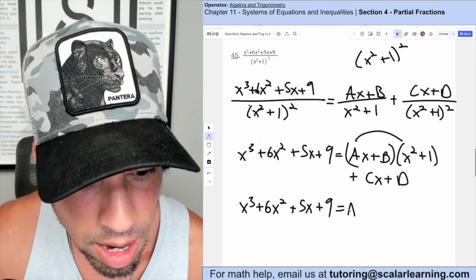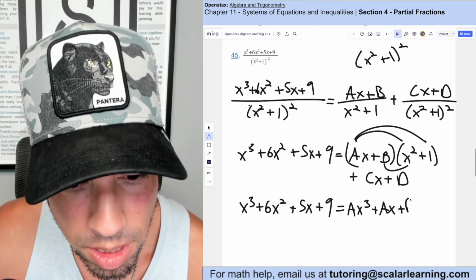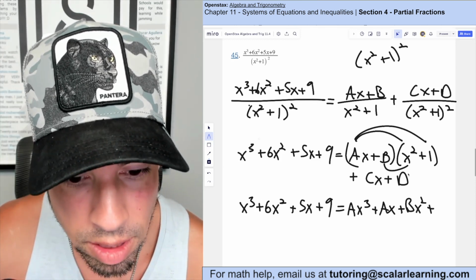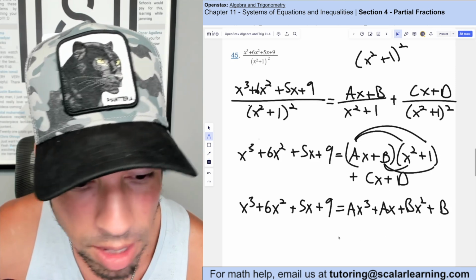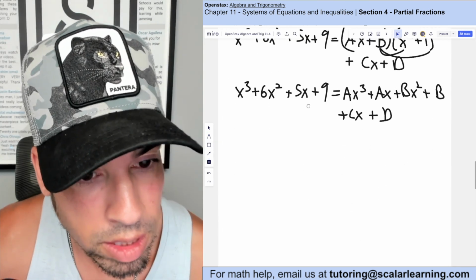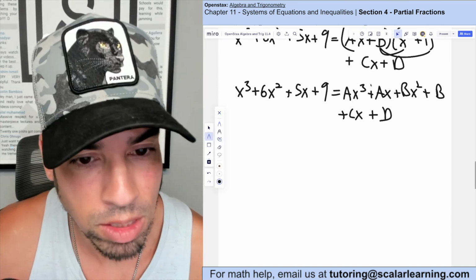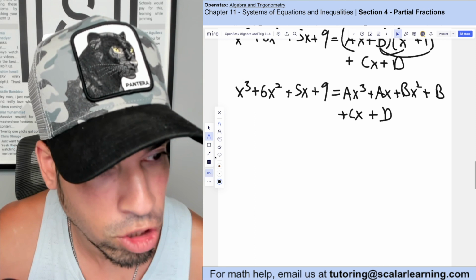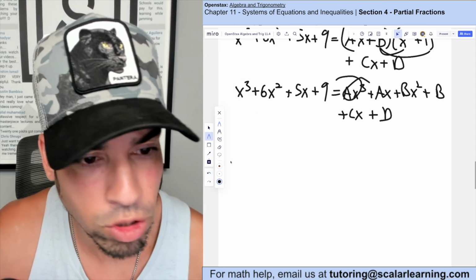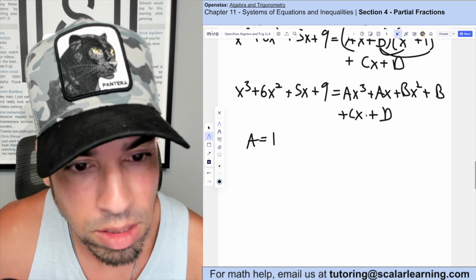So over here we've got ax cubed, and then we've got ax, then we've got bx squared, and then we've got b like that, and then we still have the cx and the d. Okay, now when we look at these two equations on the left and right, we can start to match some things up. First of all, there's 1x cubed with a coefficient of 1. There's only 1x cubed here. That means a has to equal 1 for these two sides to match up.